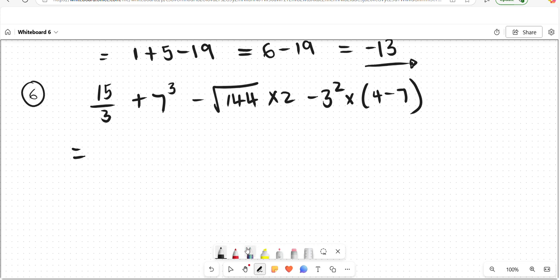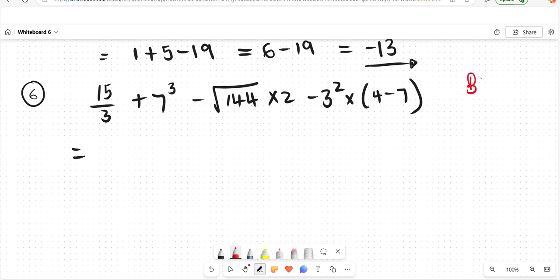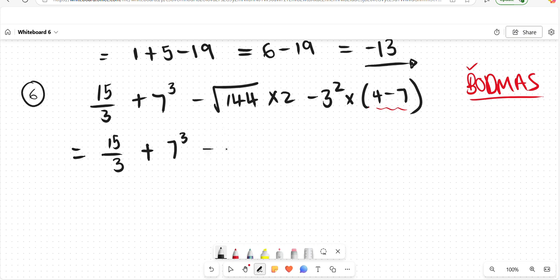So what do I do first? Again, it's BODMAS. So I do my brackets first. So my 4 and the 7 are going to subtract first. I'm going to keep every other thing the same. I keep this the same. I keep that the same. I keep the square root of 144 the same times the 2 minus the 3 squared. And here I'm going to be timesing by 4 minus 7, which is a minus 3. Right? I've done my brackets.